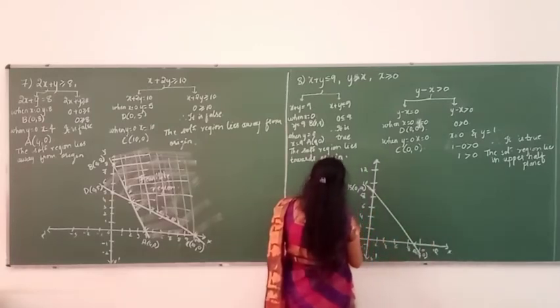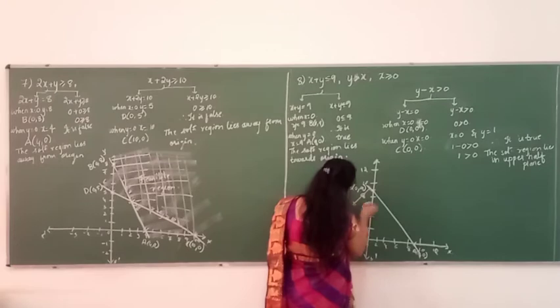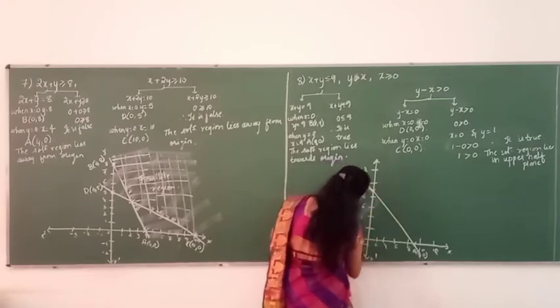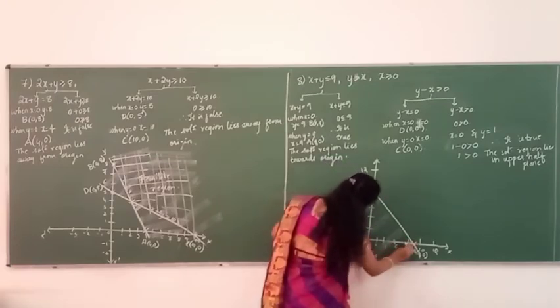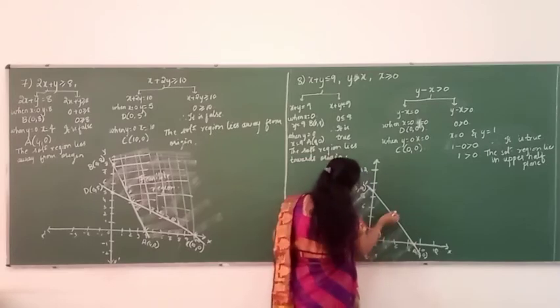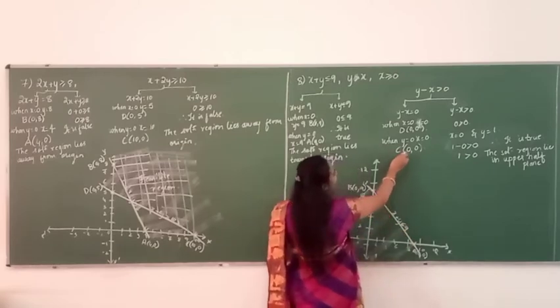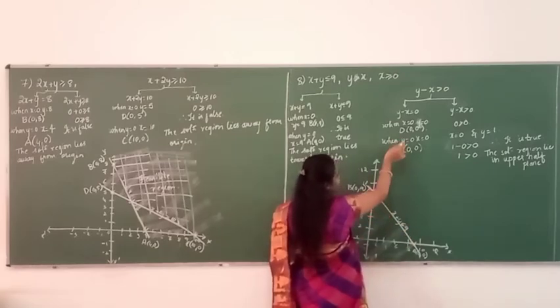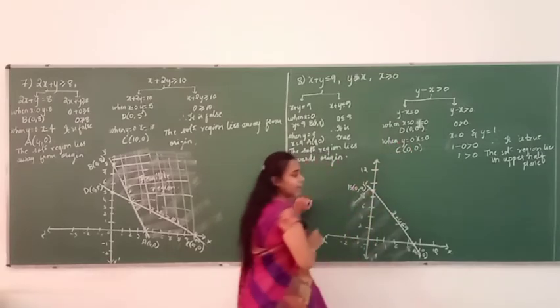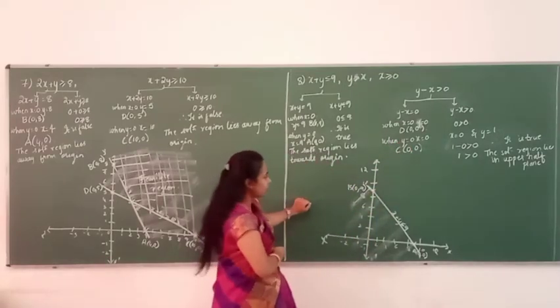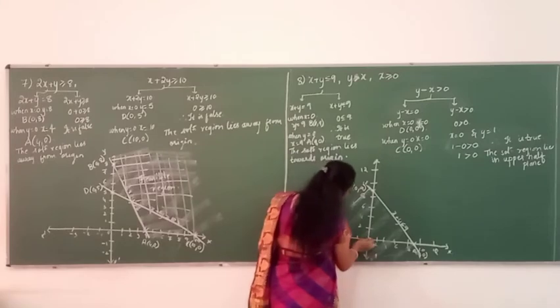So therefore it is true, it lies towards the origin. X plus y is less than or equal to 9. And you just see here, when it is 0, 0 for C and D, so as I said, it will be passing through the origin. And just check the inequality, it is a dotted line.